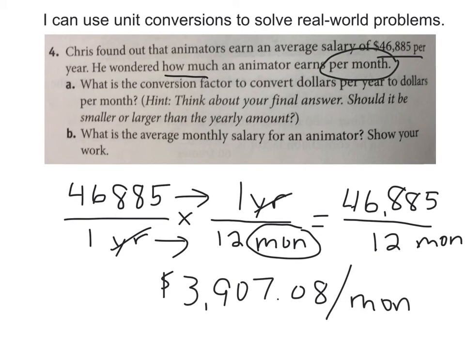Now I'm going to go back and check, just to double check that I ended up with the unit that I was supposed to. So my unit here is $3,907.08 per month. In my question it says how much per month. Going back and checking, that's why marking the text is a big point here. Going back and checking, making sure that you've done all the conversions necessary in order to fully answer the problem.